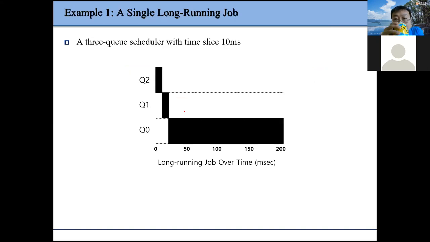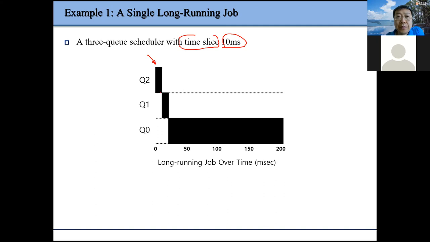Let's look at an example. Suppose we have job A entering the system, and we have three levels of queue. In the beginning, we put this job onto Q2, the topmost queue, and run 10 milliseconds, because this time slice is 10 milliseconds.